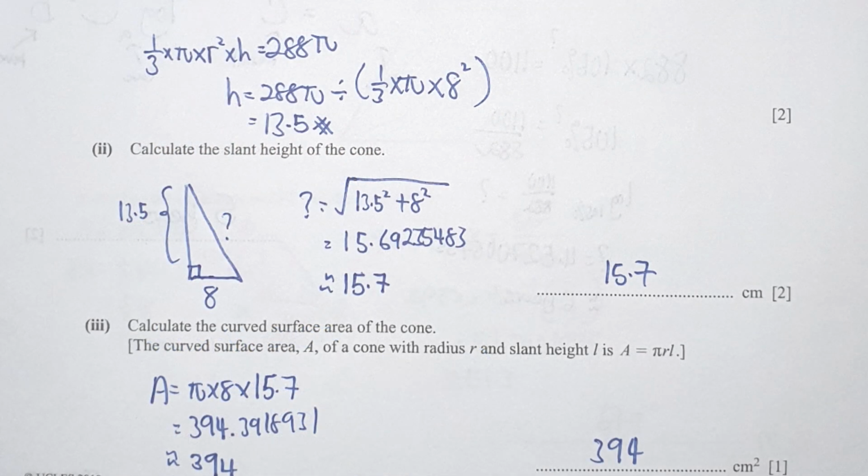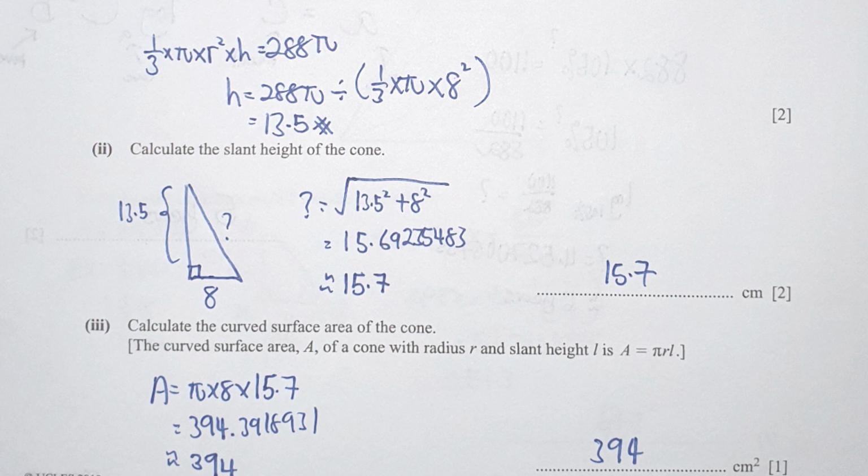Question 2, calculate the slant height of this cone. Okay, we are using Pythagoras theorem here. We have already identified the height as 13.5 with a radius of 8. So the unknown, which is the slant height, equals the square root of 13.5 squared plus 8 squared. After correcting your answer to 3 significant figures, it should be 15.7.